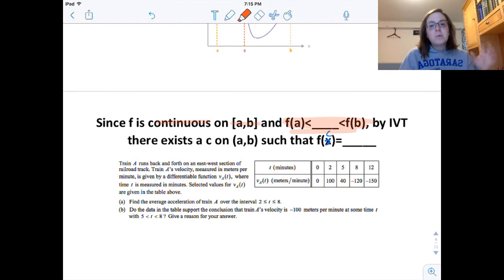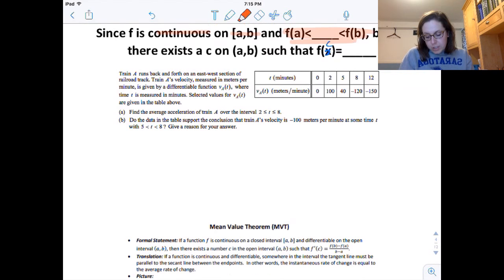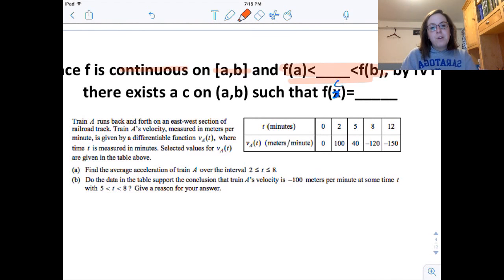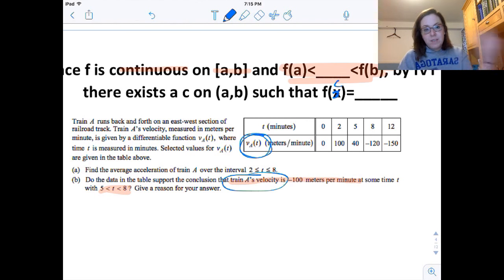So we're going to take a look at a couple problems here. Let's look at this one. Train A runs back and forth on an east-west section of the railroad track. Train A's velocity is given here. Selected values for VA of t are given in the table. Does the data in the table support the idea that train A's velocity is -100 meters per minute at some time t between 5 and 8? That's my question. So I see that they're giving me velocity and they're asking about velocity. So that's the intermediate value theorem because we're given the function we're asked about.